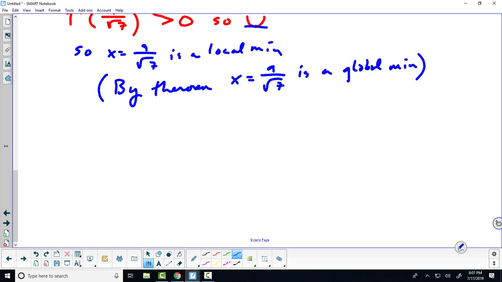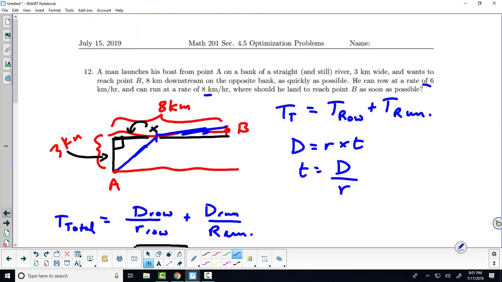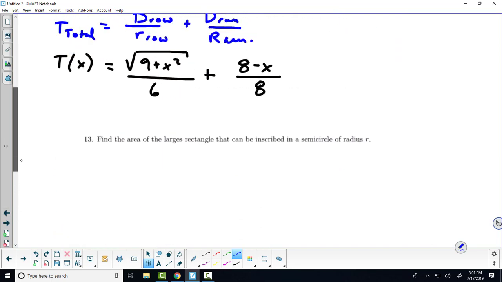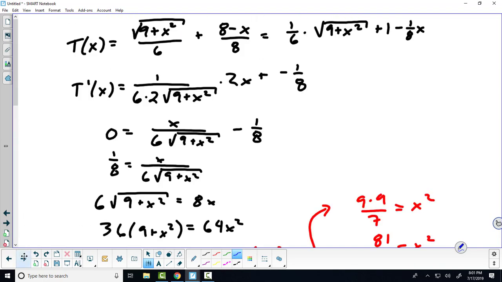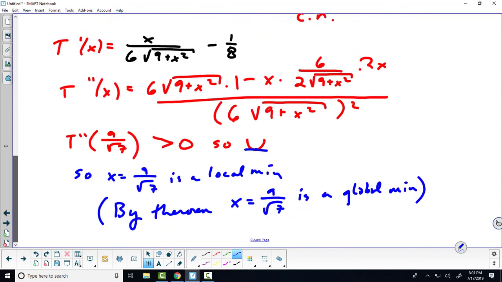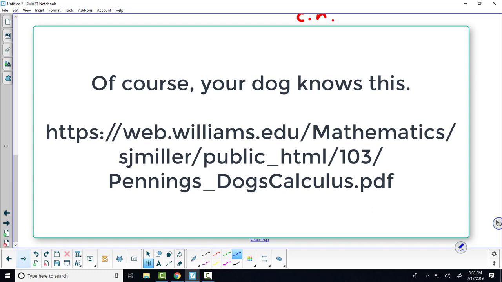Okay? All right, let's see if we've answered the question. I don't feel like we have. Oh, maybe we have. Where should he land in order to get to point B as quickly as possible? Well, let's see here. 9 over the square root of 7. Somebody want to give me a decimal approximation of that? It is 3.4 what? 3.40. Great, thank you. So about 3.4 kilometers downstream is where you should aim for. Of course, your dog knows that.